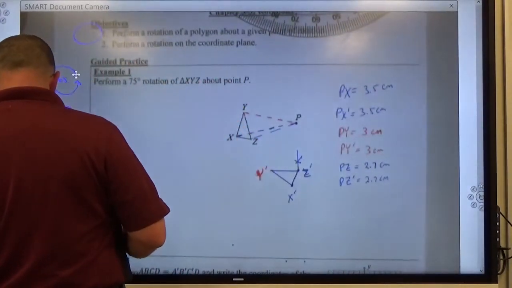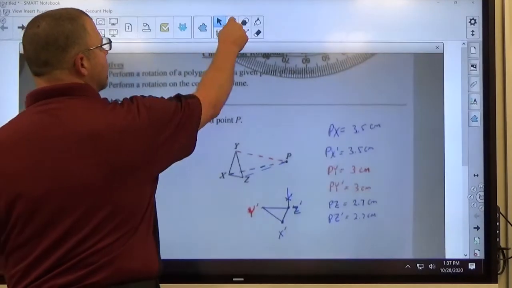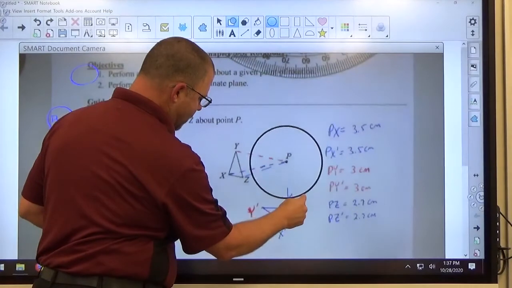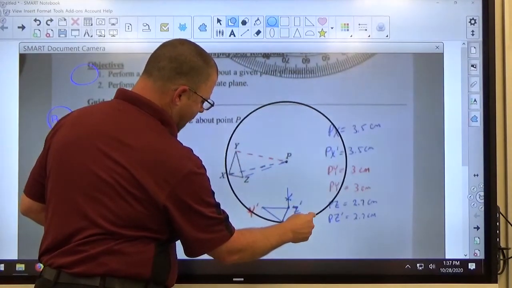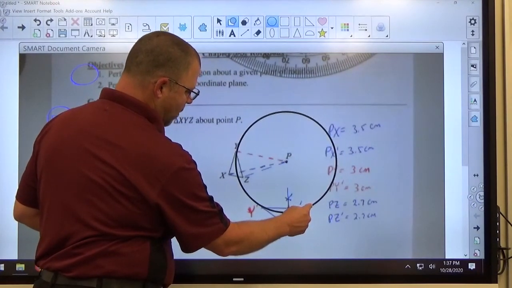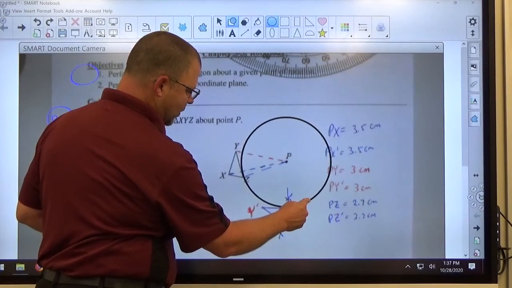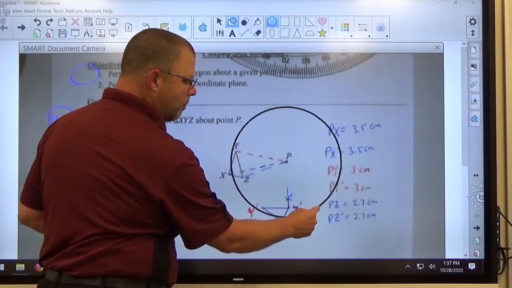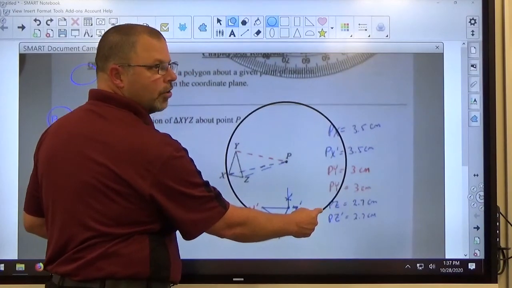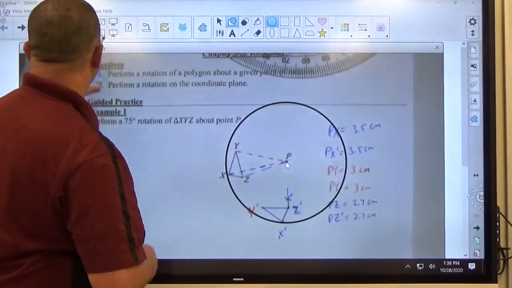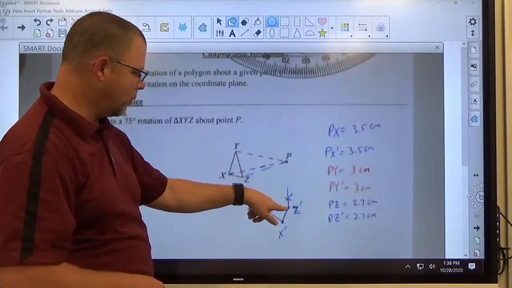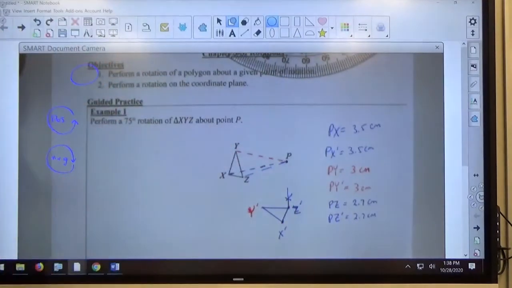If I were to have a circle centered at P, and I grow that circle out, notice that X and X prime are the same radius. Notice that Y and Y prime are the same radius. Notice Z and Z prime are the same radius. That's because we measured from P, so P is the center of the circle. The radius should be equal in that sense. And again, we didn't draw the actual angles, but we measured the angle to get where the new point belongs. So that's how we make it happen.